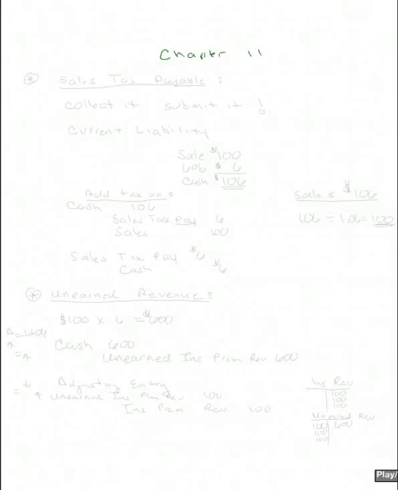In this cast, I want to do two items. I would like to look at sales tax payable, and I would also like to review something you've been doing since Chapter 2, unearned revenues.